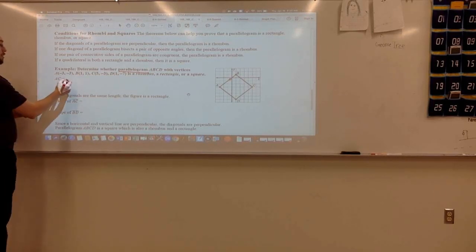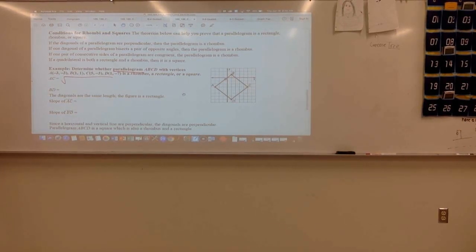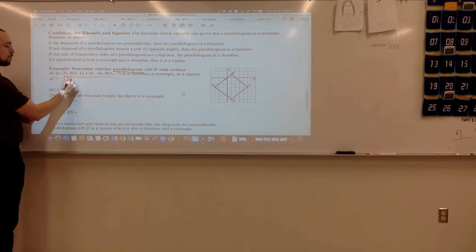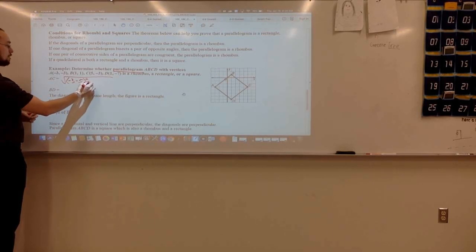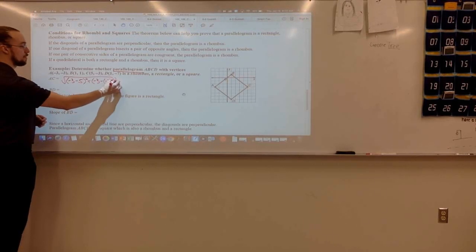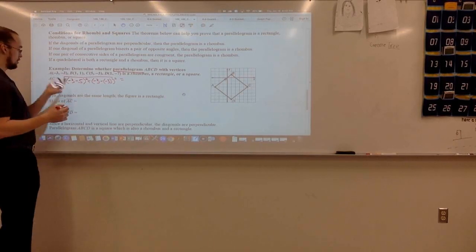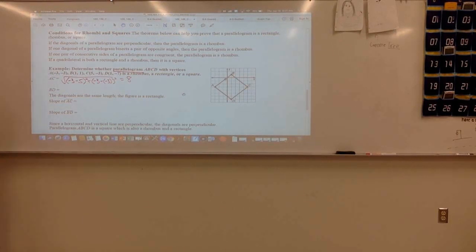Okay, so, if we use the distance formula to find the length of AC, right? See A and C, so x2 minus x1, we can do -3 minus 5 squared plus -3 minus -3 squared. So, what does that come out to be? 8. Okay, again, you can just put that in the calculator.